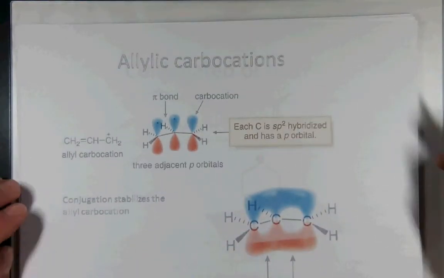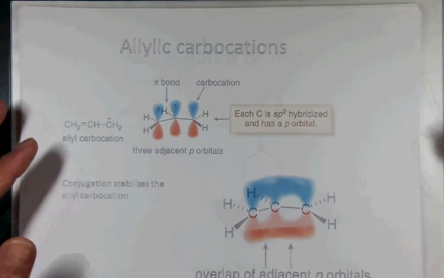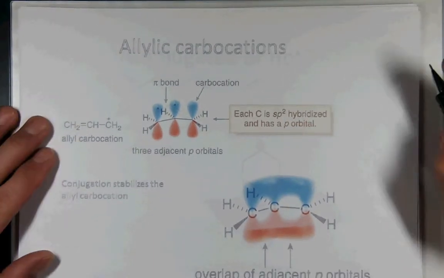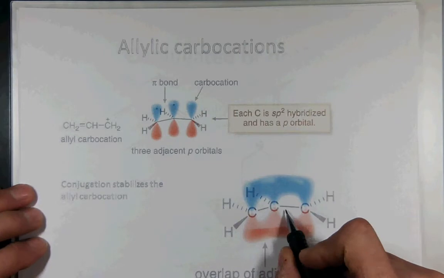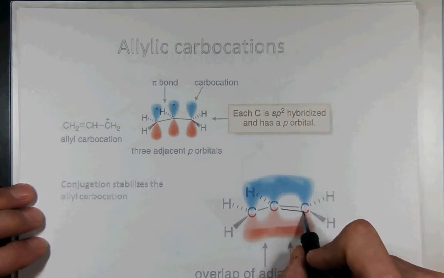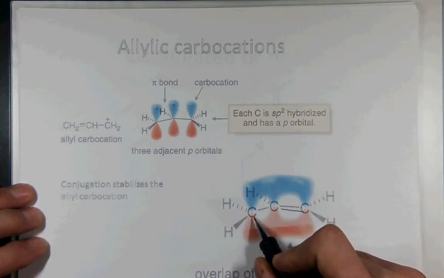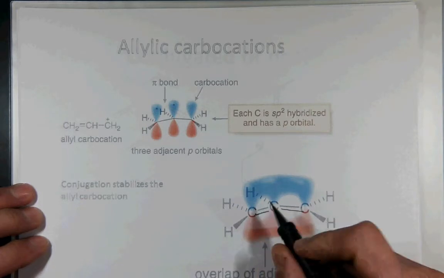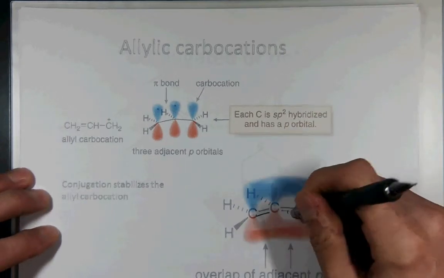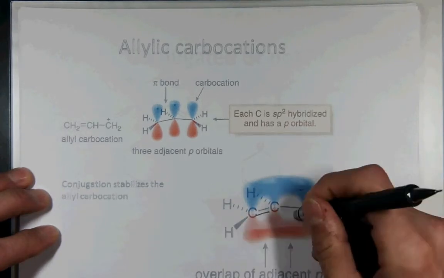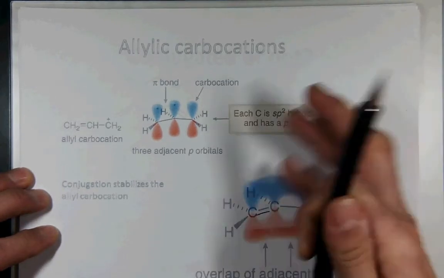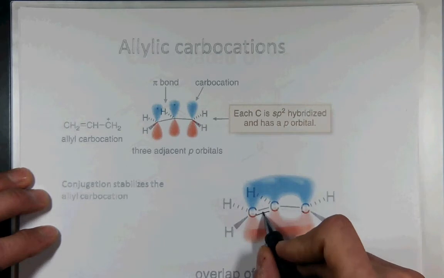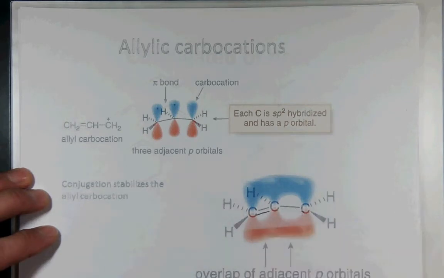Talked about allylic carbocations as well. Allylic carbocations are also especially stable. Here we see, here's the double bond. Sorry. Double bonds are shorter than single bonds, so they illustrate that here. The double bond is shorter than the single bond.